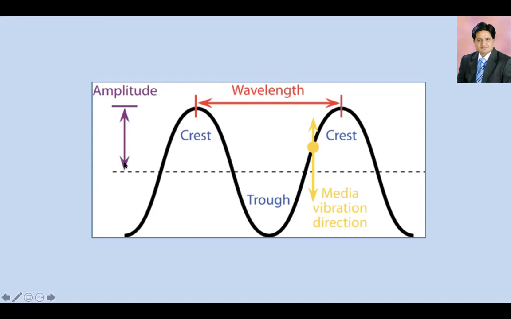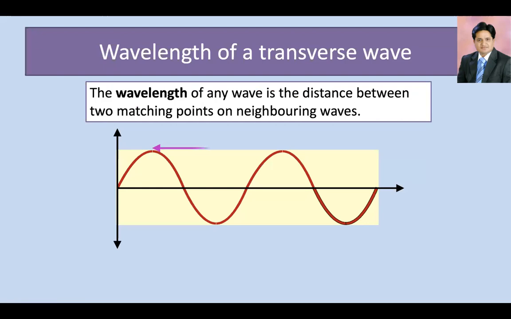Now, what is the amplitude? Amplitude is the maximum displacement. The dotted line that you see is the equilibrium position, also sometimes referred to as the nodal line. The distance between the equilibrium point and the crest, or the distance between the equilibrium point and the trough, is called amplitude. Or you could also define amplitude as the maximum displacement of the wave from its equilibrium position.